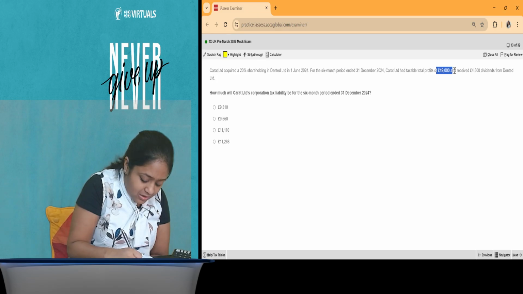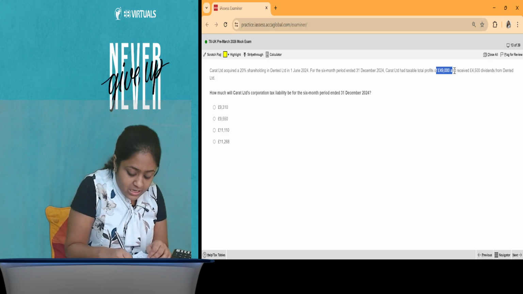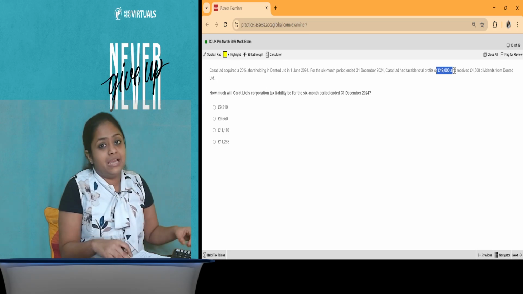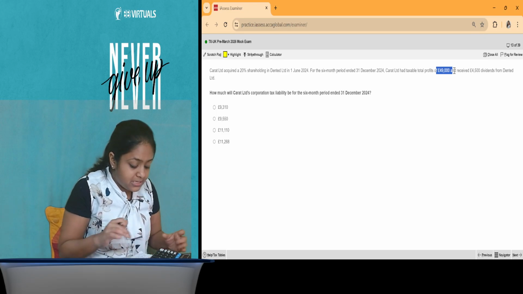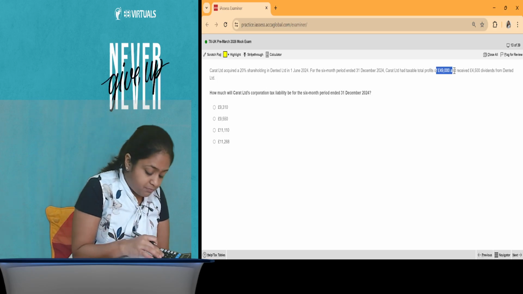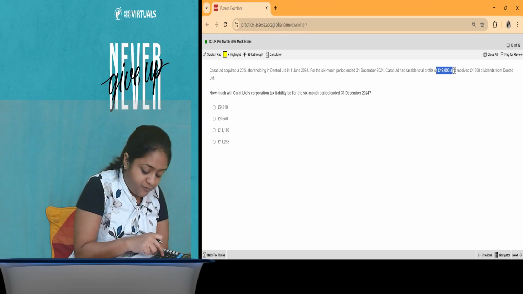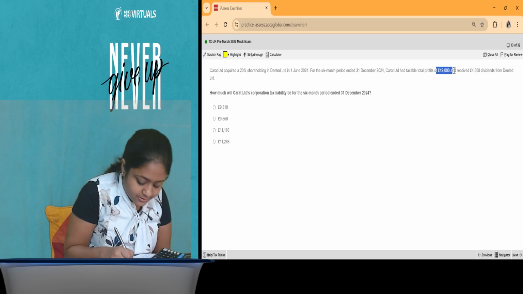Now reduce marginal relief. The upper limit is now 125,000. So 125,000 less AP, which is 53,500, multiplied by 3 by 200, a fixed fraction, and multiplied by TTP by AP. TTP is given to you as 49,000 and AP is 53,500. Please do the calculation and calculate marginal relief. So 125,000 less 53,500 is 71,500, multiplied by 3 by 200 and multiplied by 49,000 divided by 53,500. I get around 983 as the relief.